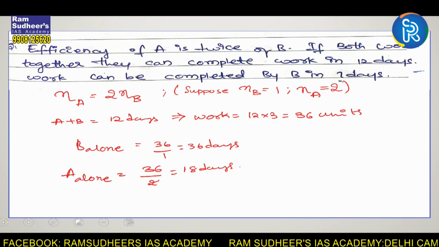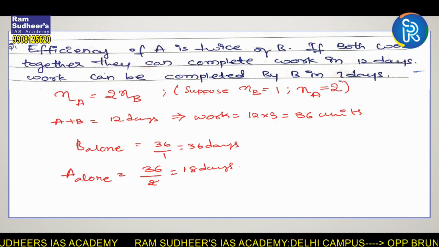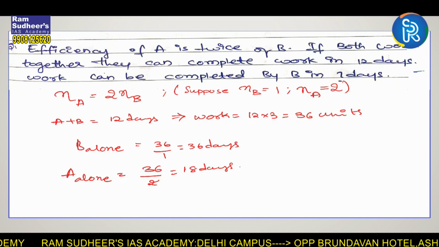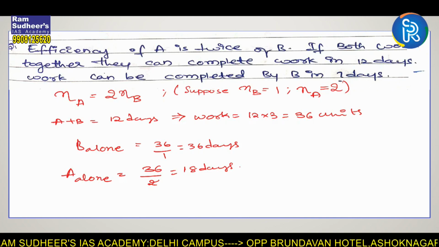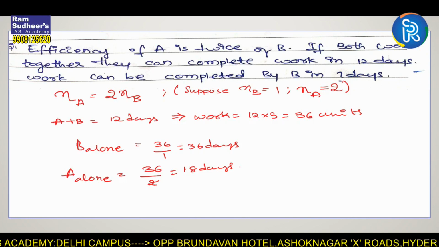Efficiency of A is twice efficiency of B. If both work together, they can complete the work in 12 days. Work can be completed by B alone in how many days? This is also a question on similar lines. We have efficiency in our questions. He is asking us to solve the time taken by B alone, or A alone for that matter.